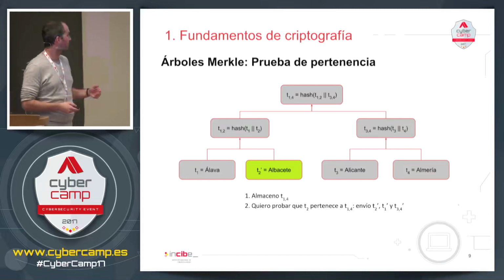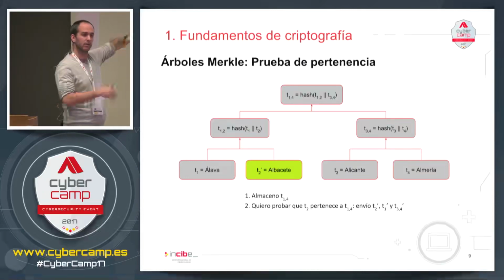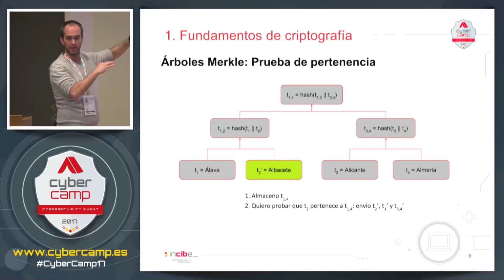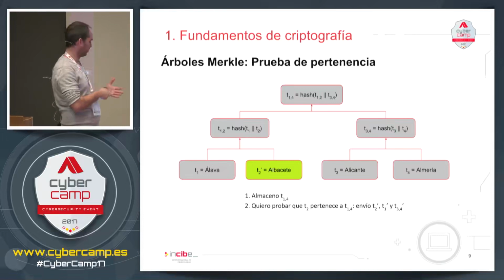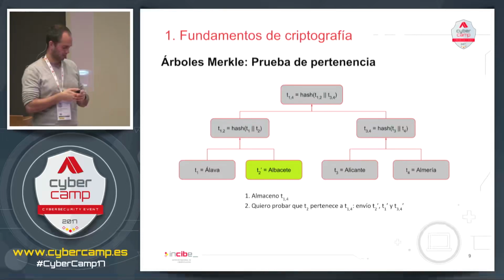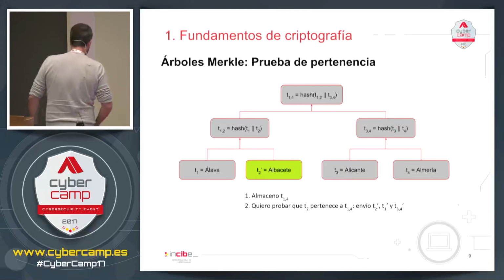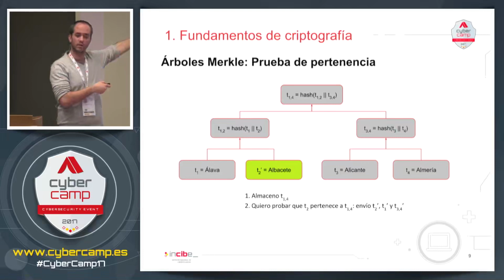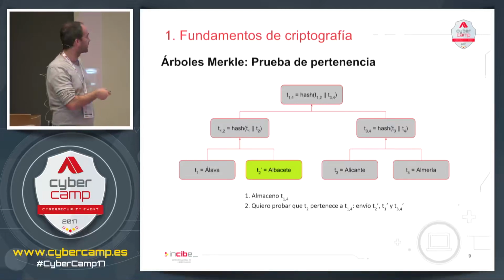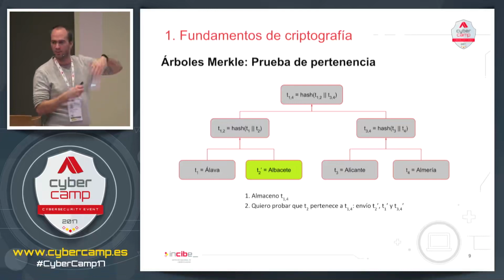What I do is I send the root. By the way, we've created this hash tree. Somebody else has stored the T1 to T4 hash. And a month later, I want to prove that Albacete, the other person didn't store Alava, Albacete, Alicante, Almeria, just the left branch of the tree.